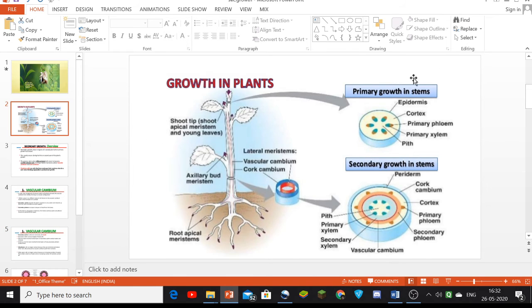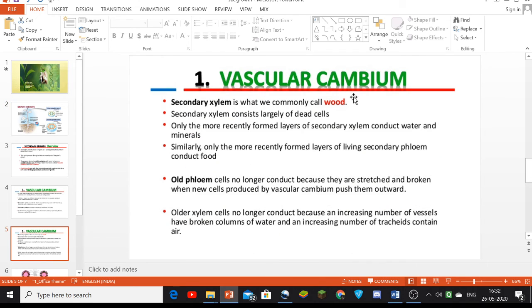In the first slide, you can see this is the primary xylem. But due to the activity of this vascular cambium, the vascular tissues form, that is secondary xylem and secondary phloem. This is only because of this vascular cambium. The secondary xylem is what we commonly call the wood, and then there is secondary phloem. The widening of the plant wood happens because of the formation of secondary xylem and secondary phloem.